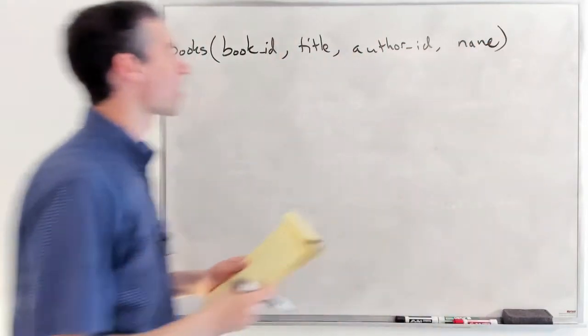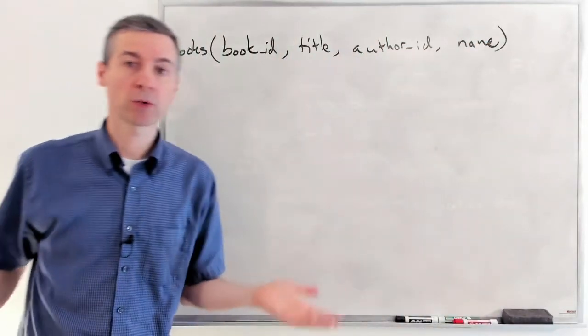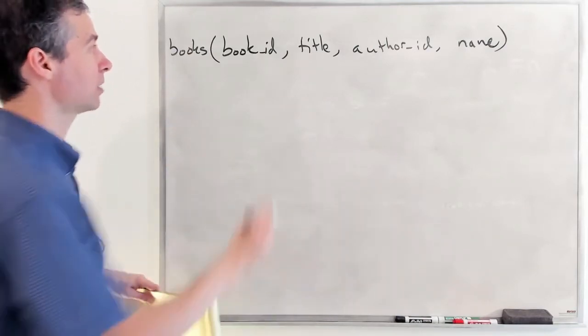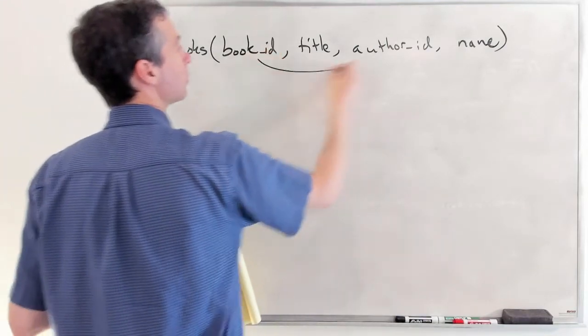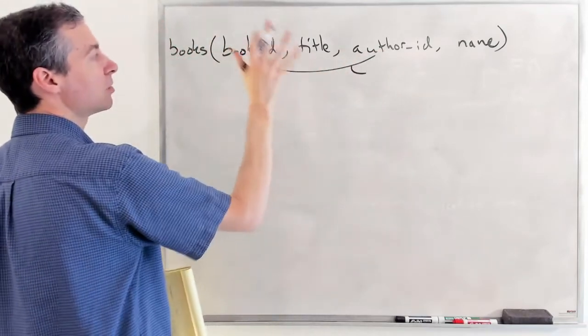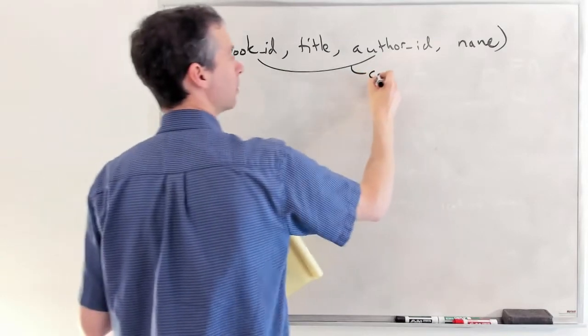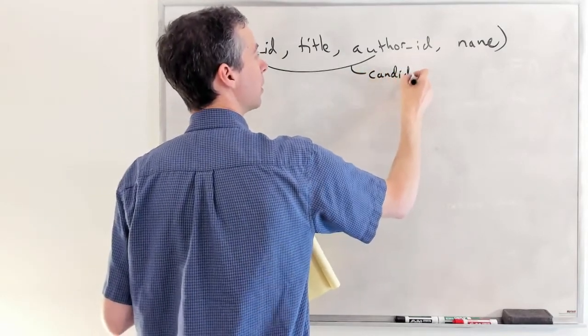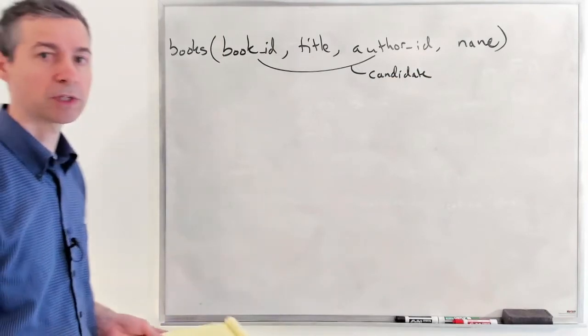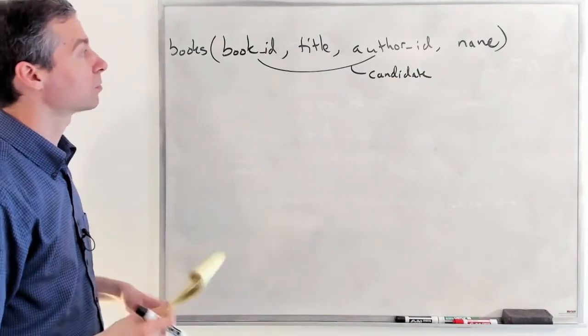Okay, so you look at this. Where do we see functional dependencies? Well, first of all, where do we have a candidate key? Book ID and author ID are what we are going to need to uniquely identify this row. That's our candidate key. We can't get rid of one and still be able to identify the row uniquely. So this is what we're going to have.